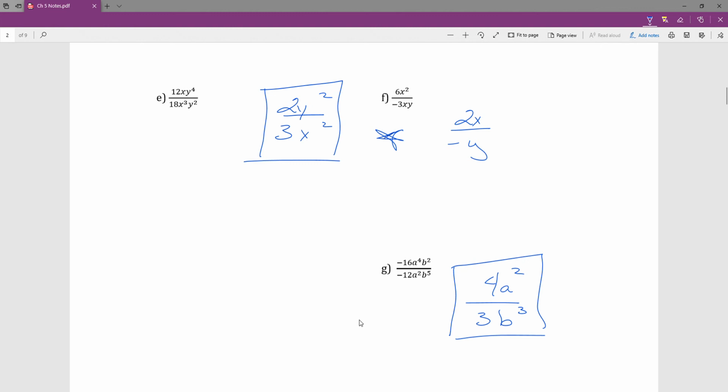So F, I put a little star beside. There's a little bit of a note for that one. In this one, I wrote it with the negative down below. And so that might be the way that you wrote it. You can put that negative anywhere. So the negative could go anywhere.